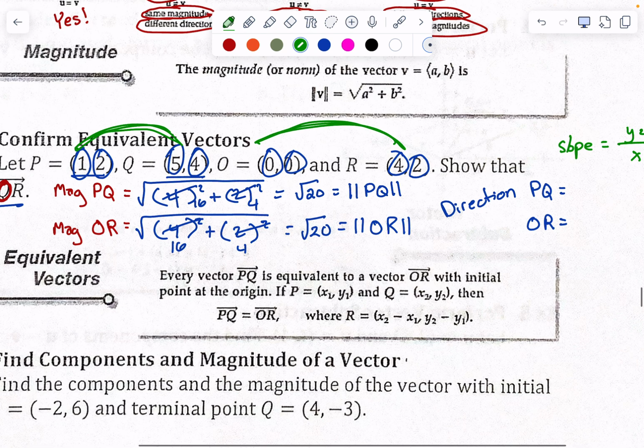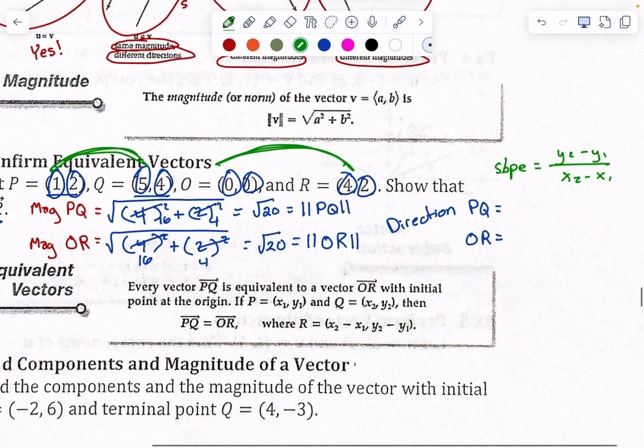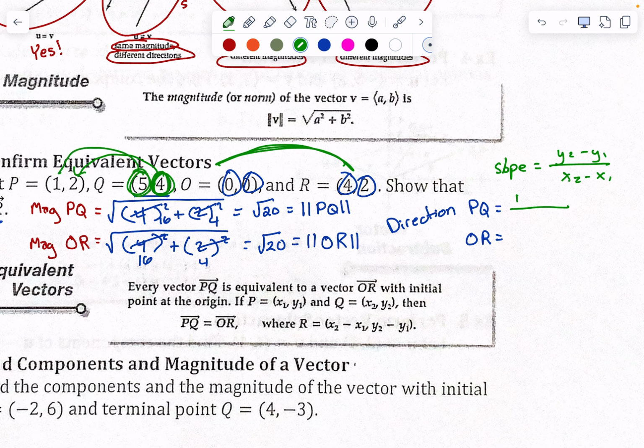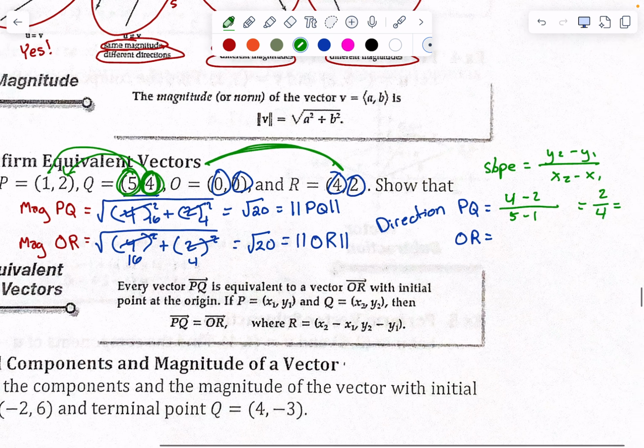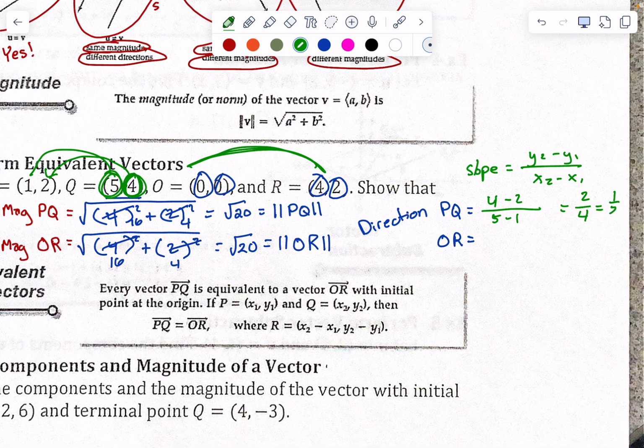Okay, so if I'm looking at PQ, I got to zoom out a little bit. What is the second Y coordinate on PQ? 4 minus 2 over 5 minus 1. 4 minus 2 is 2. 5 minus 1 is 4. So the slope is 2 over 4 or 1/2, right?